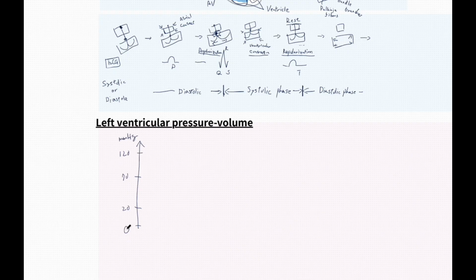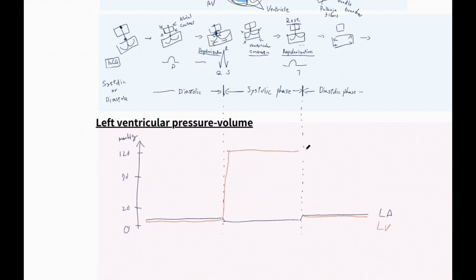First, left atrial pressure. At rest, in the systolic phase, left atrial pressure is low, usually under 10 mmHg. It becomes highest at the end of diastole because atrial contraction has just occurred. During systole, left atrial pressure becomes low again. Now, left ventricular pressure. During diastole, left ventricular pressure is low, allowing blood to flow easily from the left atrium into the ventricle. During systole, left ventricular pressure rises rapidly, reaches its peak, and then quickly falls at the end of systole.